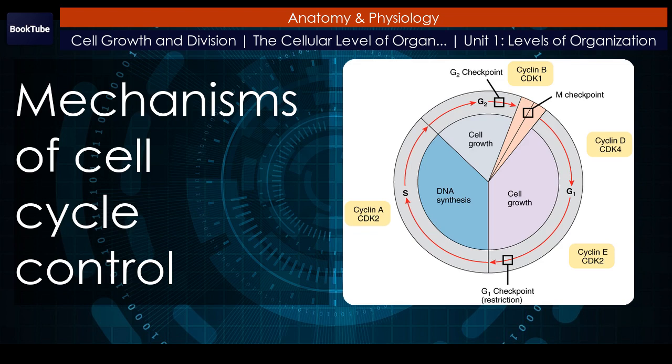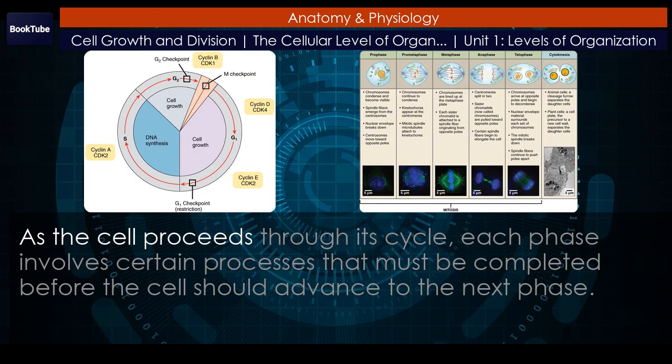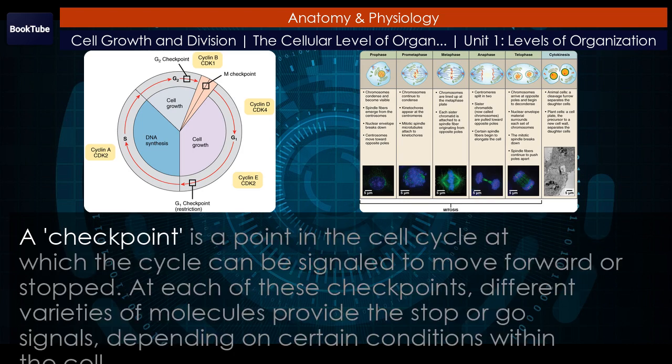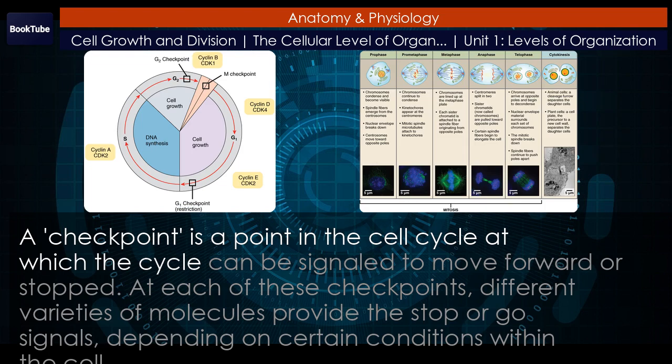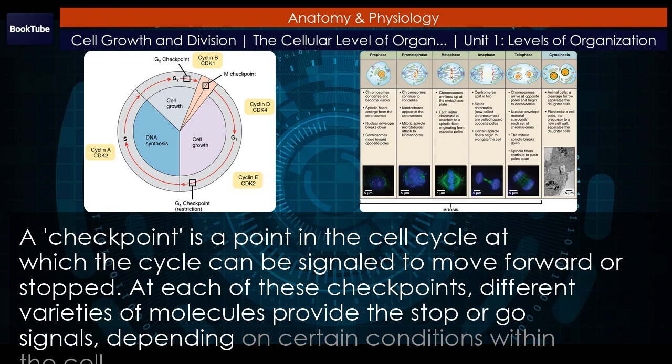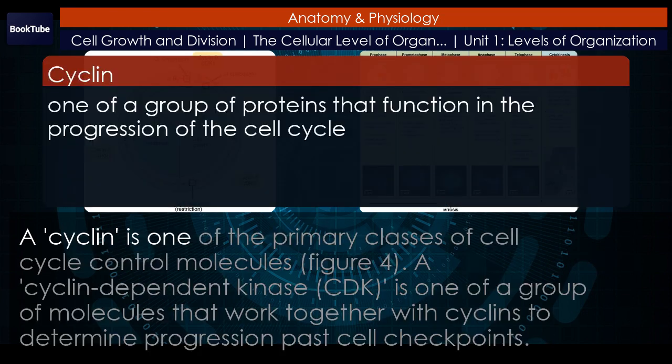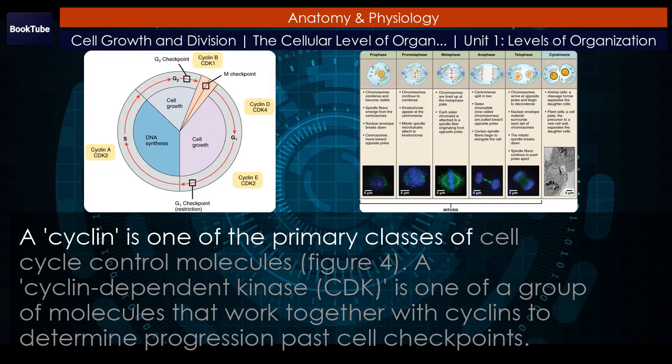Mechanisms of cell cycle control. As the cell proceeds through its cycle, each phase involves certain processes that must be completed before the cell should advance to the next phase. A checkpoint is a point in the cell cycle at which the cycle can be signaled to move forward or stopped. At each of these checkpoints, different varieties of molecules provide the stop or go signals, depending on certain conditions within the cell. A cyclin is one of the primary classes of cell cycle control molecules.